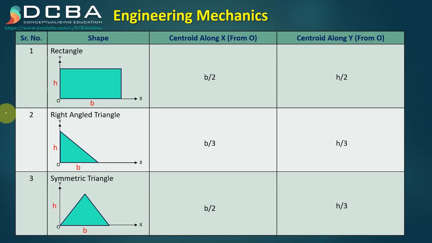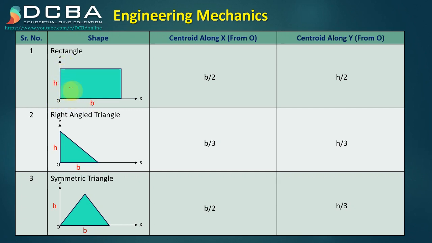In the last video lecture, we had learned how to derive the centroids for certain shapes. So here I have just summarized that in a table. You may note it down. For a rectangle, when we take the reference point as this point O, then the centroid will lie at a distance of b by 2 in the x direction. If b is the width and h is the height, then it will lie at b by 2, and along y direction it will lie at h by 2.